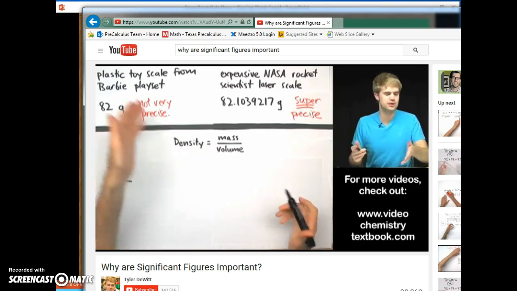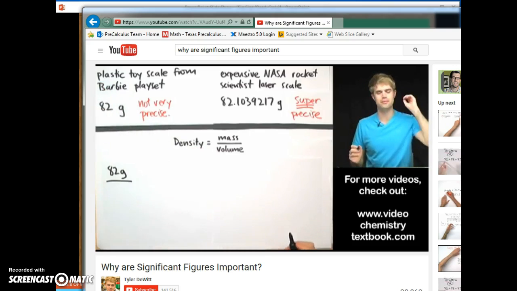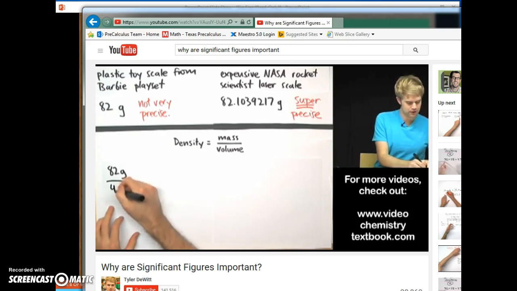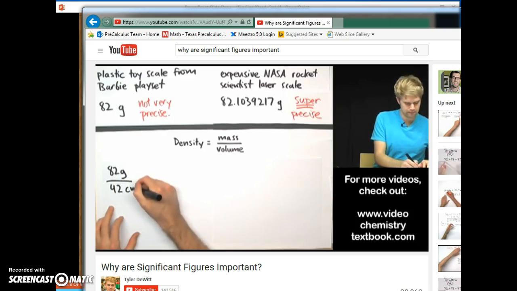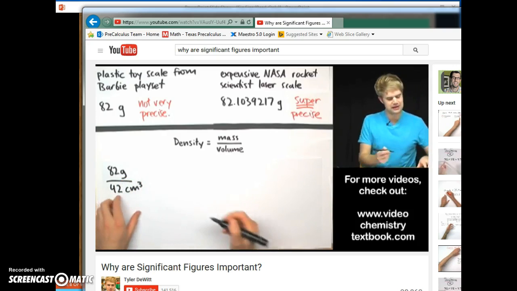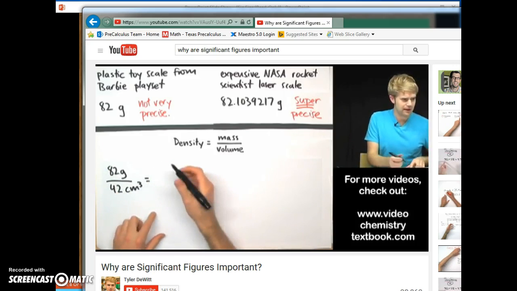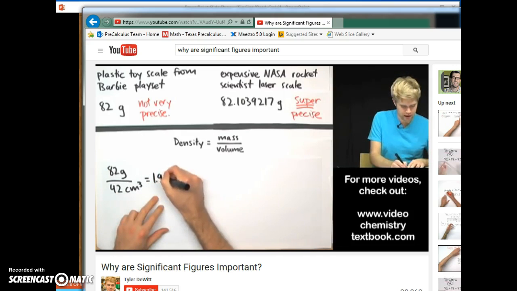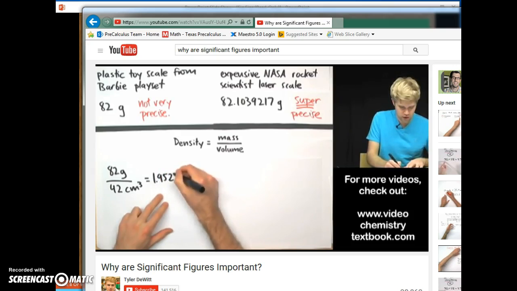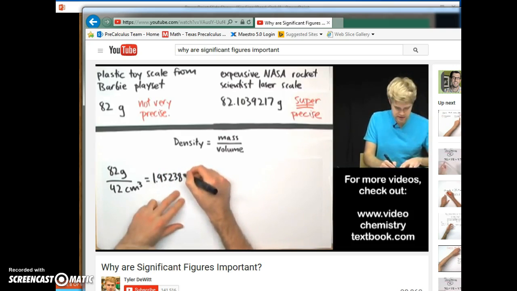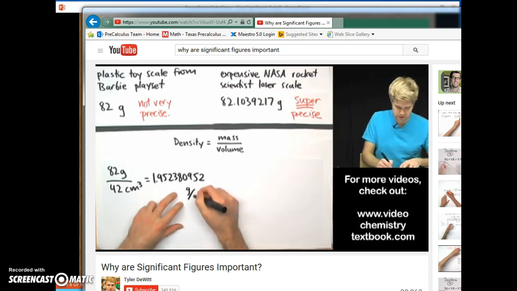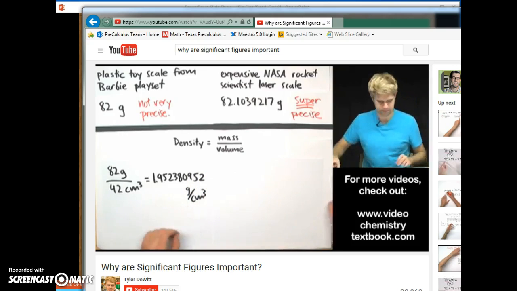rock. So maybe I'll use like a graduated cylinder, also from the Barbie playset, and find out that the volume of the rock is 82 cubic centimeters. I do this math, and the answer that I get is 1.952380952 grams per cubic centimeter.